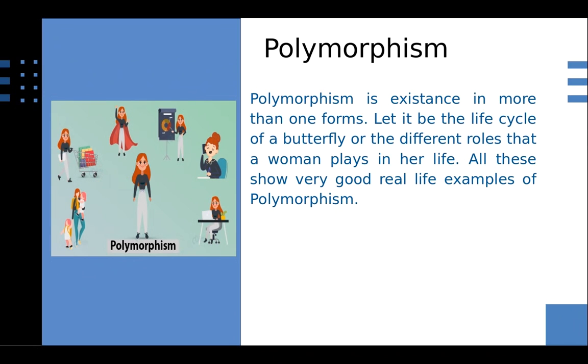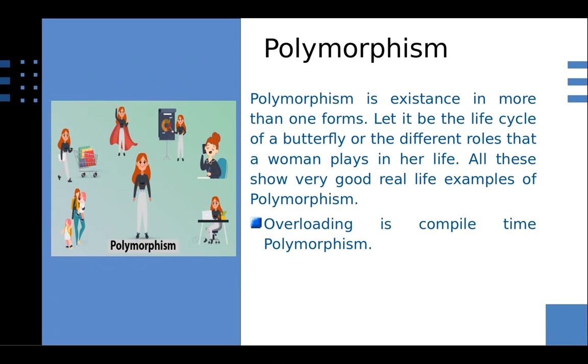Take the life cycle of a butterfly, for example. It shows many forms in the life cycle. Or the different roles that a woman plays. At different times, she is a different person. She has to be a daughter, a sister, a wife, then a mother, a professional. All these times, she's playing different roles. So this is a very good example of polymorphism.